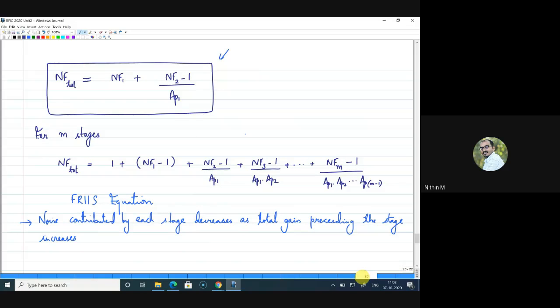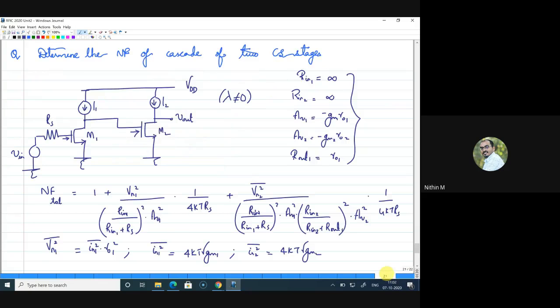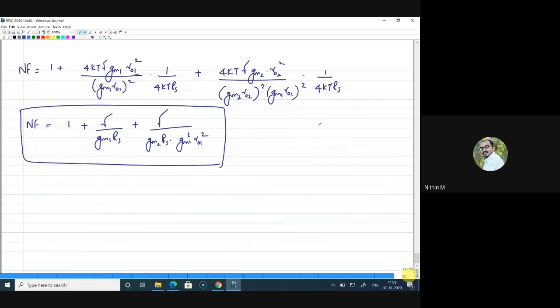Yes, Akshay. By seeing the final expression, can we extend it to 3 stages? Okay, that is a good idea. For this kind of circuit, if there is one more stage with an ideal current source as the load with lambda not equal to 0, probably you can expand this. I don't know, I haven't tried that. I am also thinking it will be gamma by Gm3 Rs into the previous stage gains. I do not know, we have to check it.